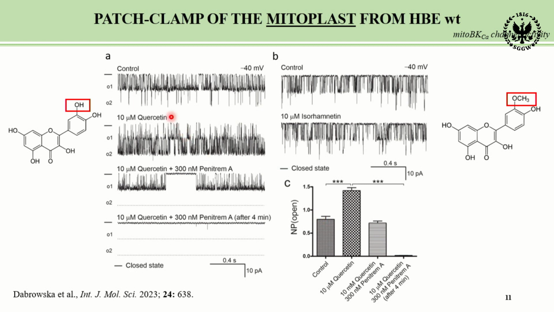90%. After application of 10 micromolar quercetin, we see increased activation of the channel by about 60–70%. After treatment with quercetin and paxilline, which is the inhibitor of these channels, we observe a strongly inhibitory effect after 4 minutes. So we have quercetin as an activator and paxilline as an inhibitor of the channel.